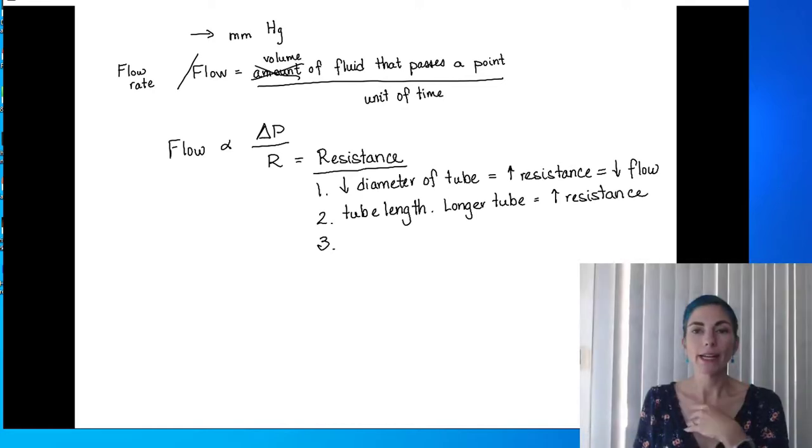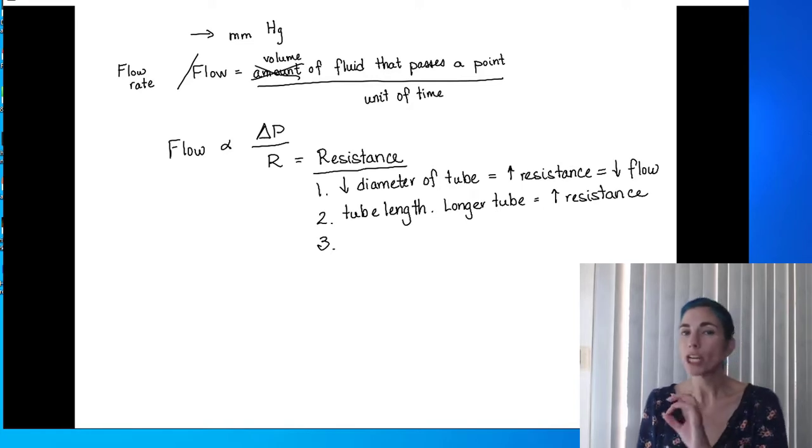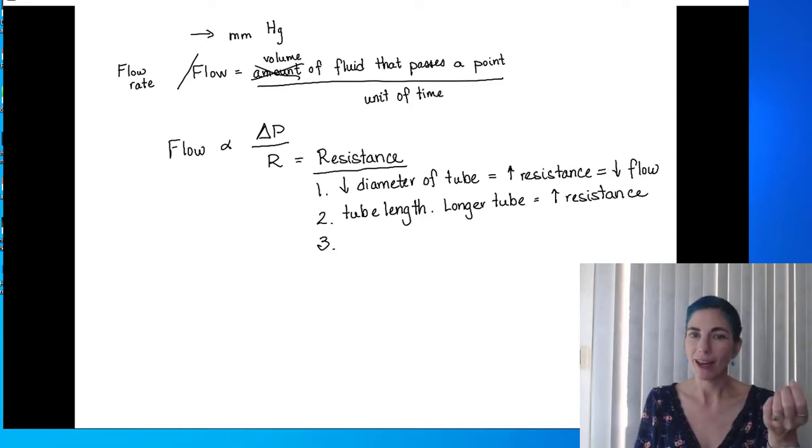Now the third one is viscosity of the fluid. Now in our body, the fluid is blood. But again, with your own experiences, think about taking a straw and sucking up a Slurpee or a milkshake, which has a much higher viscosity over something like water. And you know that sucking something with a high viscosity is going to be a lot more difficult than sucking water. So the greater the viscosity, the more resistance and the lower the flow.